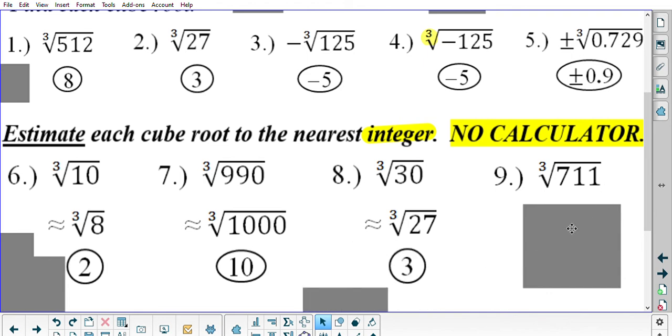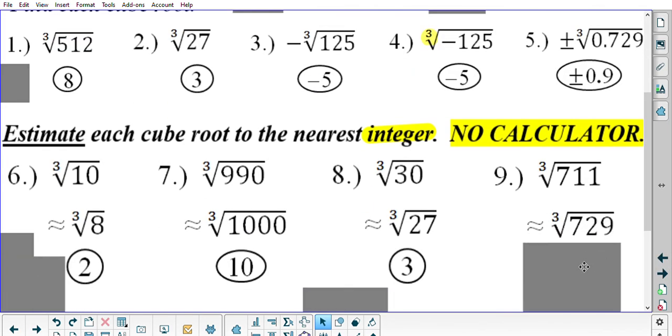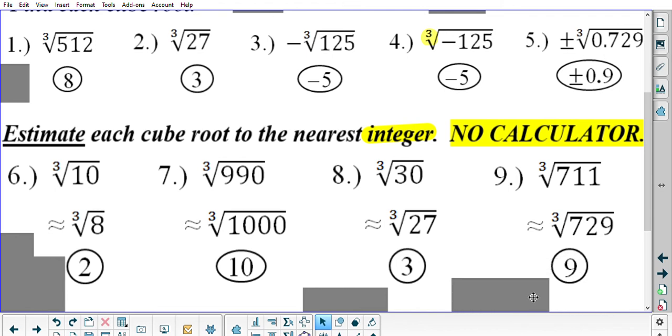And problem number 9. What perfect cube is closest to 711? If you went to the chart, you probably saw the closest choice was 729. And so that's what we're going to use here. This is close to being the cube root of 729. Therefore, the best integer estimate is 9.